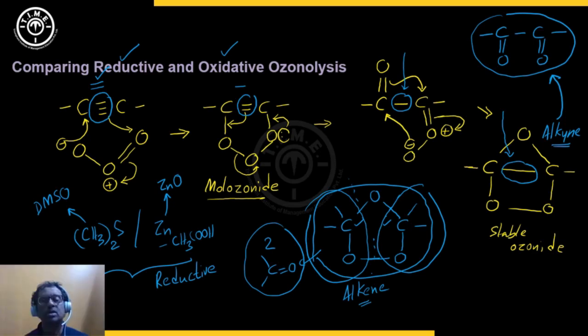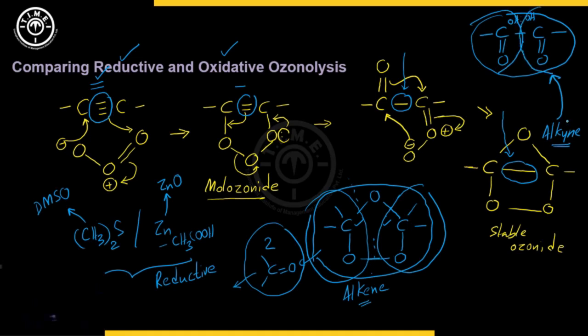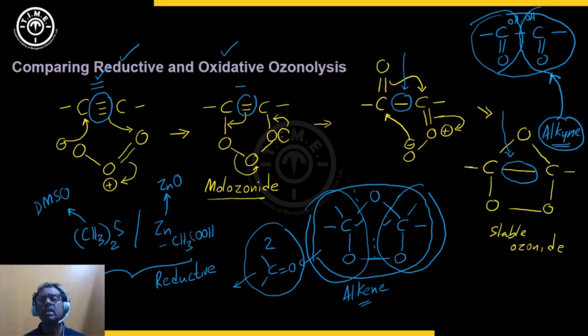In oxidative ozonolysis, what is going to happen? Whatever we got as a carbonyl compound, if it is an aldehyde, it will turn into a carboxylic acid, right? And for an alkyne, on either side, put an OH. So you get 2 moles of carboxylic acids. 2 moles of carboxylic acids will form when an alkyne ozonide underwent reductive ozonolysis followed by oxidation. That becomes an oxidative ozonolysis. So oxidative ozonolysis is oxidation of the products that you have got from reductive ozonolysis.